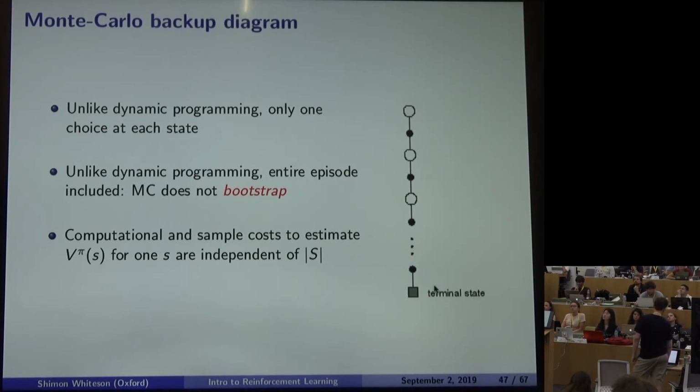So this is what the backup diagram looks like for a Monte-Carlo method. We're trying to estimate the value of this state. We perform a rollout. When we get to a terminal state, we add up all the rewards we got along the way. That's a sample return, which we feed into our sample average. So unlike dynamic programming, the computational cost of this is going to be independent of the size of the state space, because we just perform rollouts in the world, regardless of how many states there are in the world.